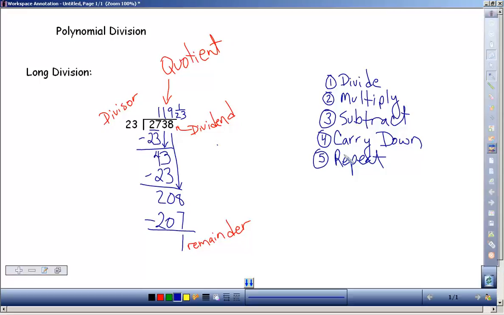Here is the really awesome, great news about polynomial division. We use long division to divide polynomials, which means that even though this was just numbers, and we're going to be doing variables and polynomials, these steps do not change. These are going to be the same steps for long division no matter what you are dividing. You will divide, multiply, subtract, carry down, and repeat. So let's do those 5 steps in the context of a polynomial.